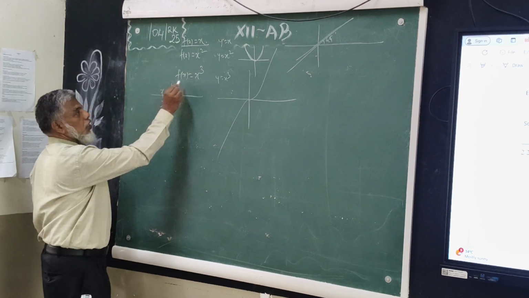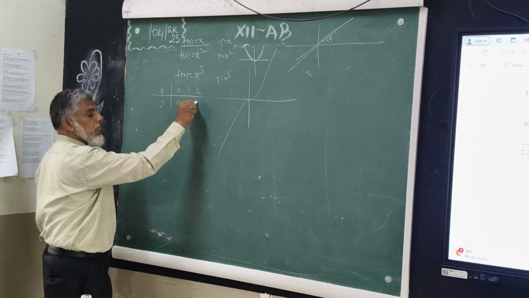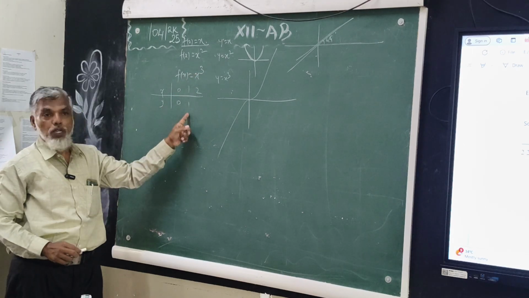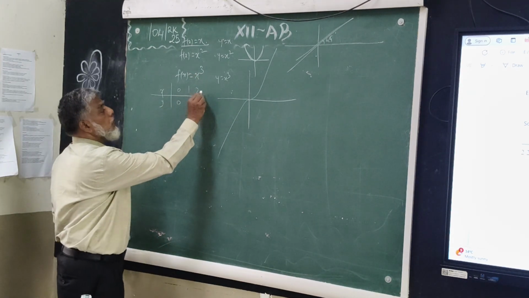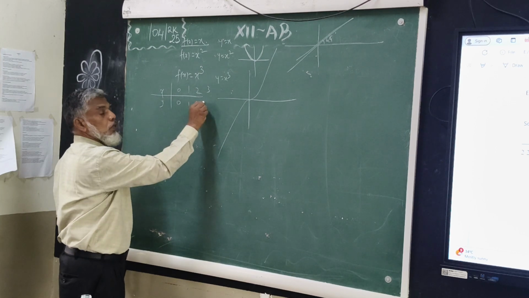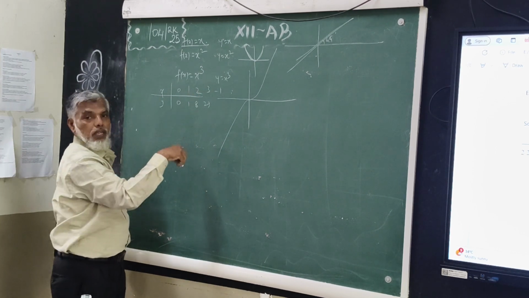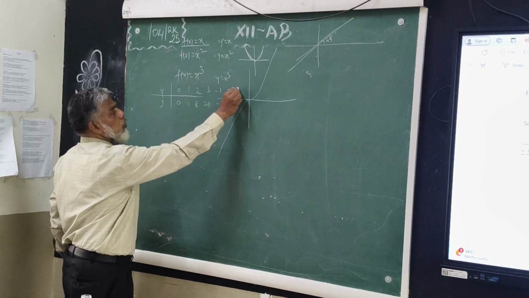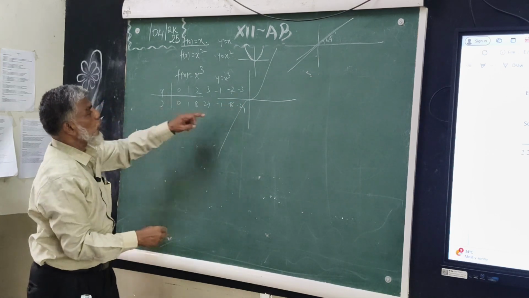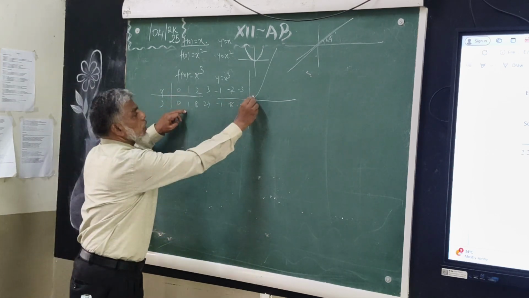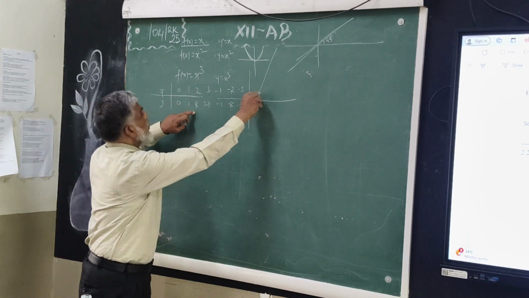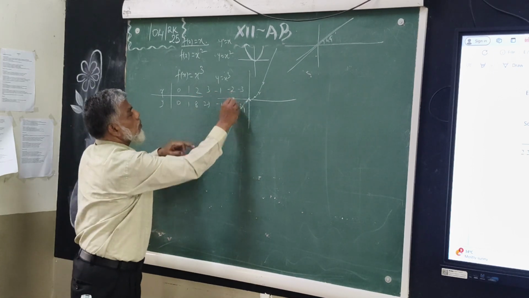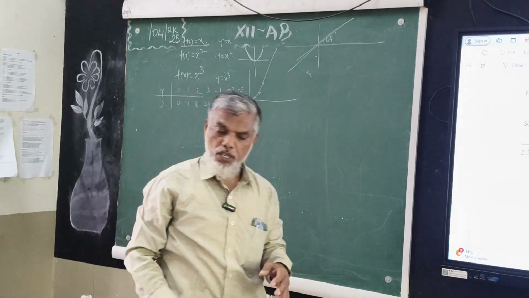x, y. For x equal to 0, y is 0. For x equal to 1, y is 1 cube, 1. For x equal to 2, 2 cube, 8. For 3, 3 cube, 27. Minus 1, minus 1. Minus 2, minus 8. Minus 3, minus 27. So the graph has points (0, 0), (1, 1), (2, 8), (3, 27), (minus 1, minus 1), (minus 2, minus 8), (minus 3, minus 27). So you can very easily draw it.